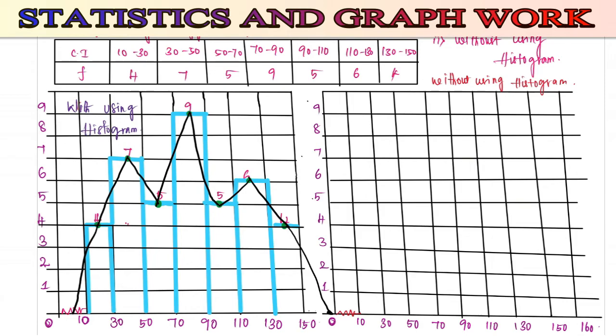Then 10 to 30 value is 4, and the next 30 to 50 value is 7. 50 to 70 the frequency is 5. 70 to 90 the frequency is 9. 90 to 110 the frequency is 5. Then 110 to 130 the frequency is 6. 130 to 150 the frequency is 4.